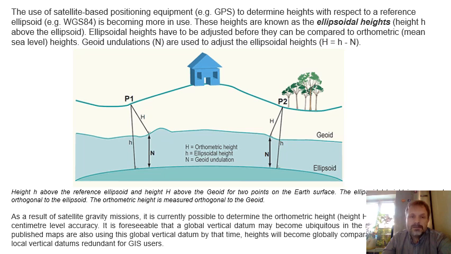Geoid undulations, you can see the letter N in the picture, are used to adjust the ellipsoidal heights. As a result of satellite gravity missions, it is currently possible to determine the arithmetic heights with centimeter level accuracy.